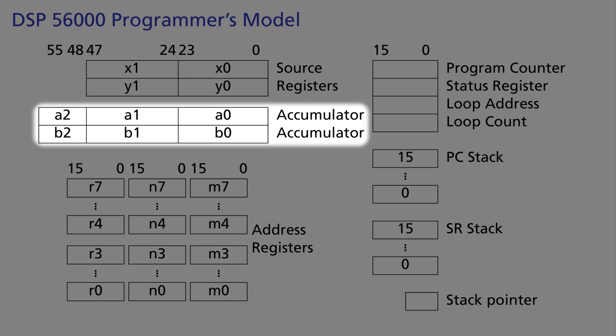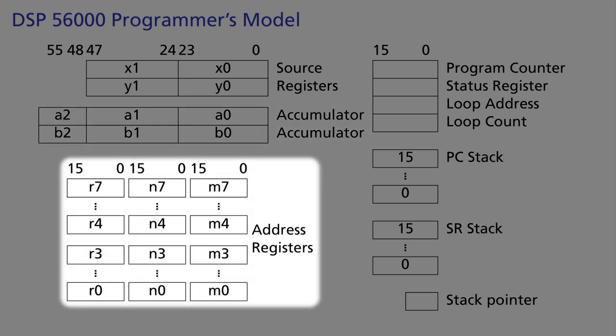The designers chose 56 bits based on algorithms like FIR. Multiplying a 24-bit sample with a 24-bit coefficient gives a 48-bit product. But if they had used a 48-bit accumulator, there would be an immediate danger of overflow, so they added 8 more bits to make 56. As a result, you don't have to worry about overflow until you accumulate more than 256 products.